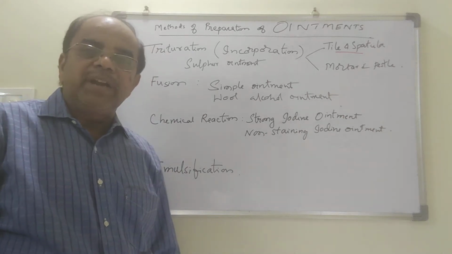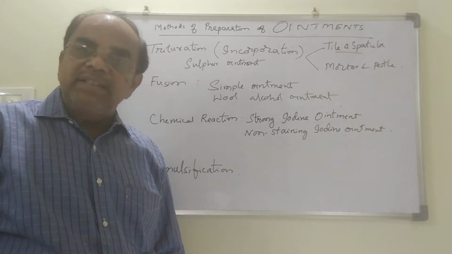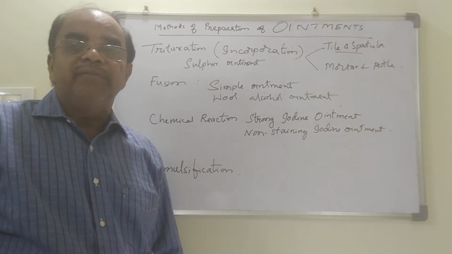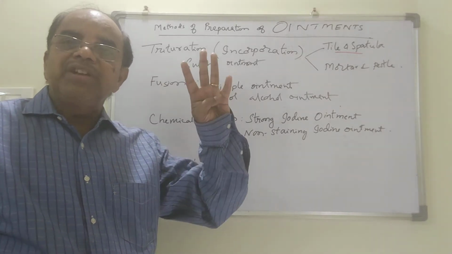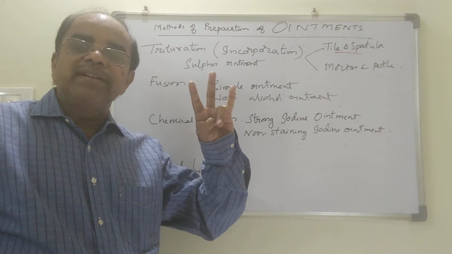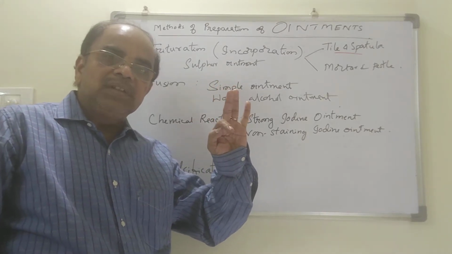Methods of preparation of ointments. What are the various methods for the preparation of ointments? Majorly, we have about four methods: trituration, otherwise called incorporation, fusion technique, chemical reaction, and emulsification.